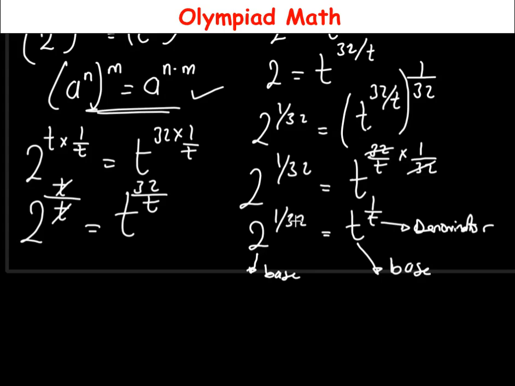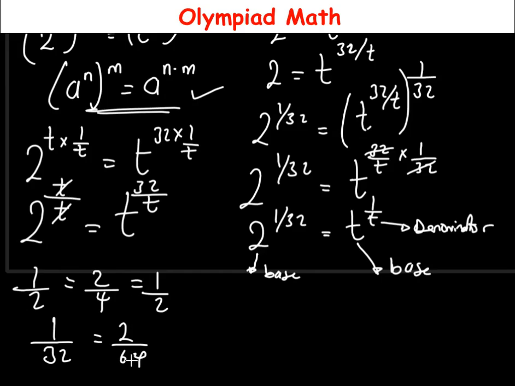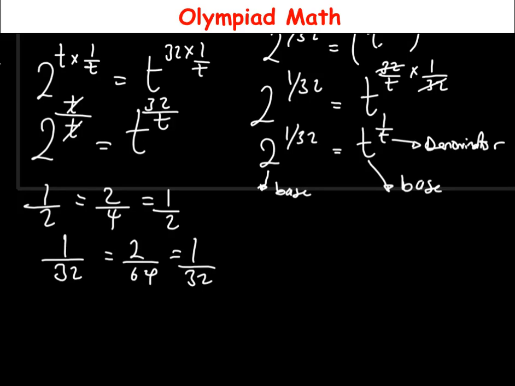Well, to go about it, we'll make use of the equivalent fraction. What do I mean by equivalent fraction? Let's say you have 1 over 2. Now, 1 over 2 can be written as 2 over 4, because 2 will divide 4, you have 1 over 2 back. Same thing if you have 1 over 32, it can be written as 2 over 64, just that 2 will divide 64, you have 1 over 32. So in place of 1 over 32 right here as the power, we can put 2 over 64 to replace 1 over 32. So we're going to have 2 raised to power 2 over 64, which equals t raised to power 1 over t.